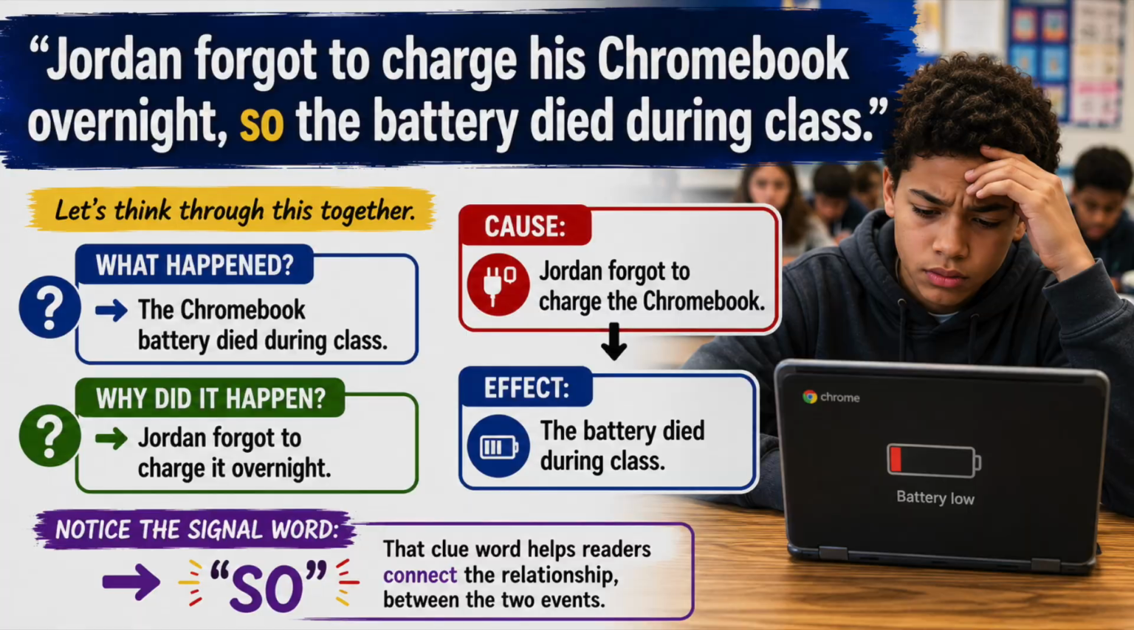However, strong readers also understand that authors don't always include signal words. Sometimes readers just have to figure out the relationship on their own. Let's do another example together. Jordan forgot to charge his Chromebook overnight, so the battery died during class.